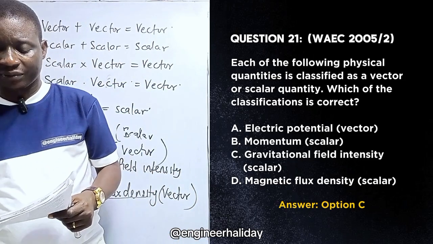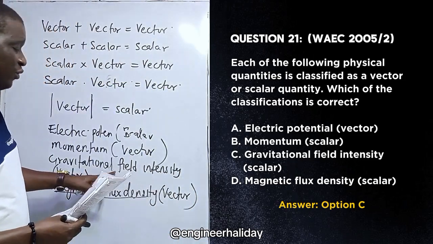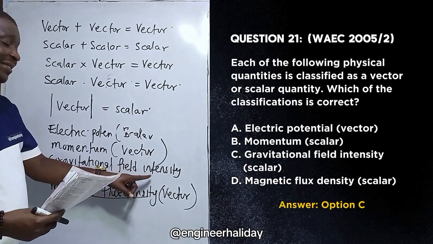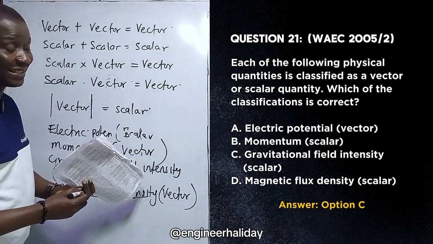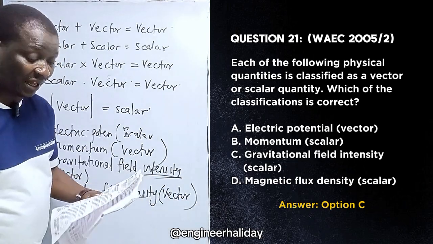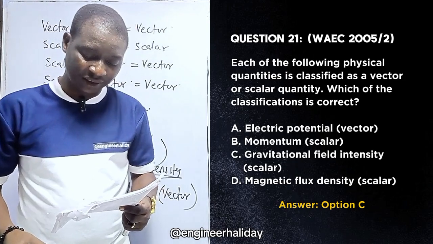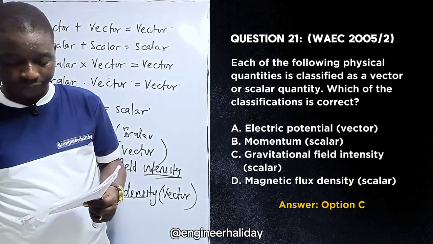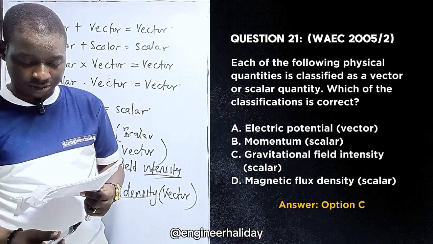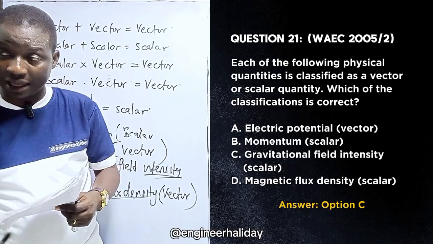But for me, I will classify gravitational field intensity. Because of the intensity here, probably might change it to scalar. So go for C for this particular exam, but that is my own take on it.